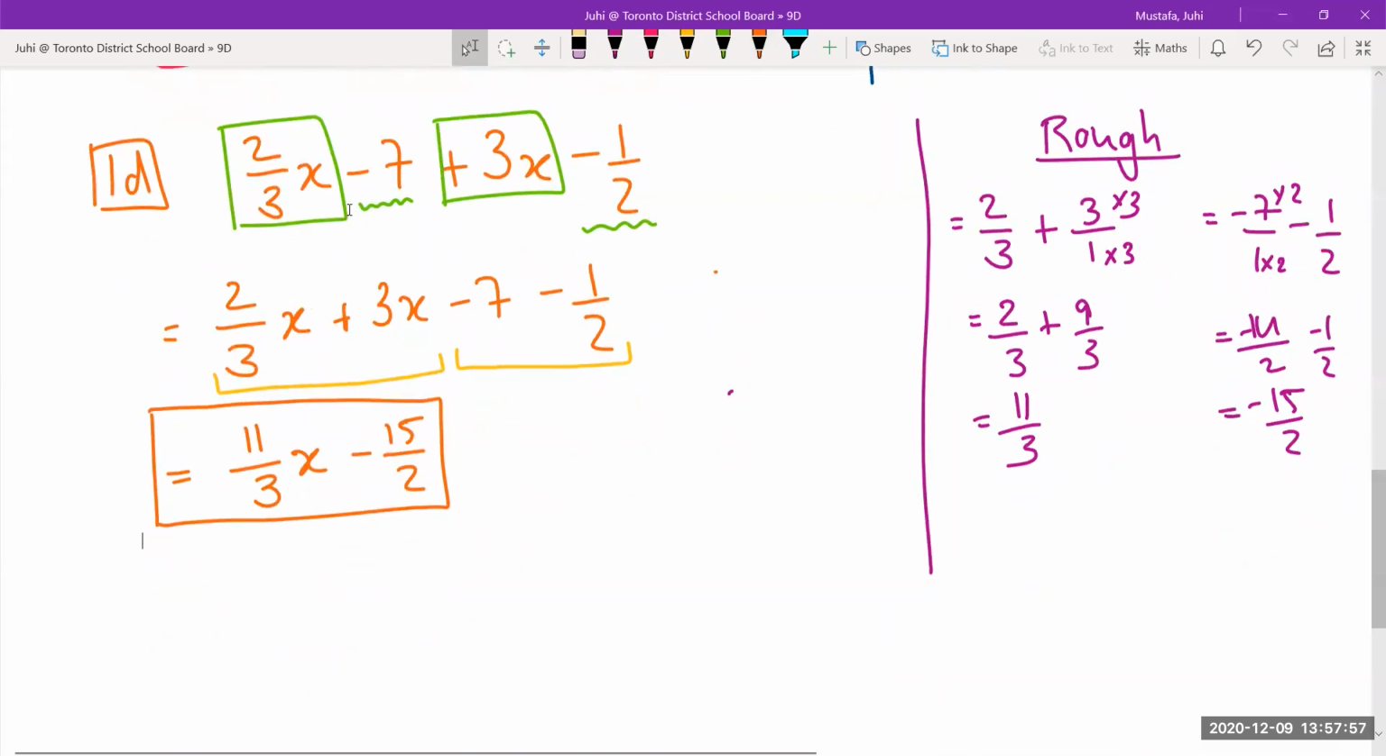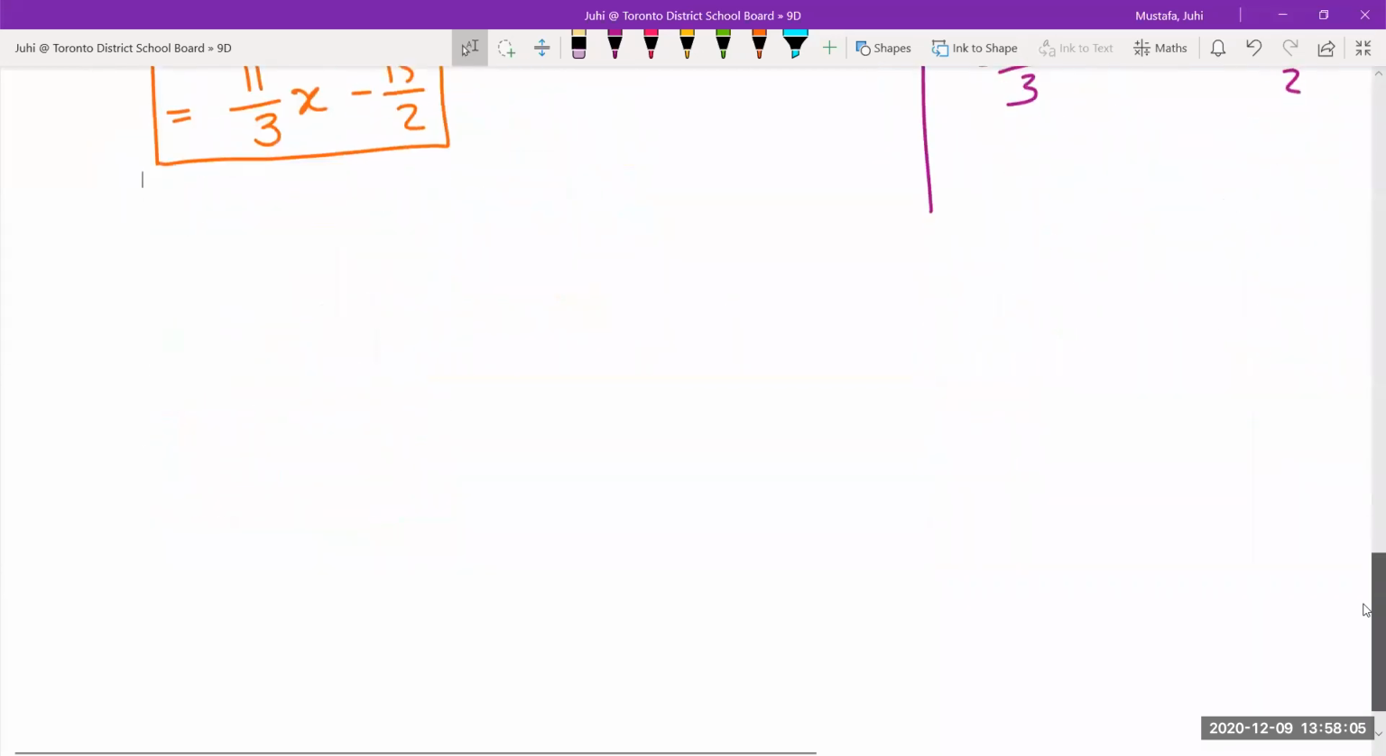What I do expect you to do though is, from the question, you need to collect like terms and then add. So I don't want you to go from the question to the answer. You have to show this middle step. Okay. All right, your turn.